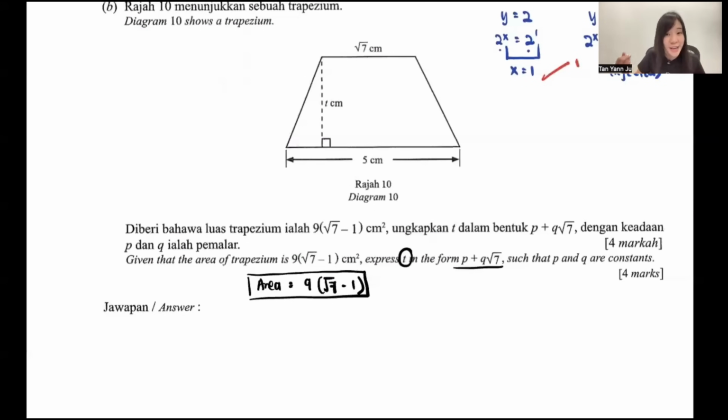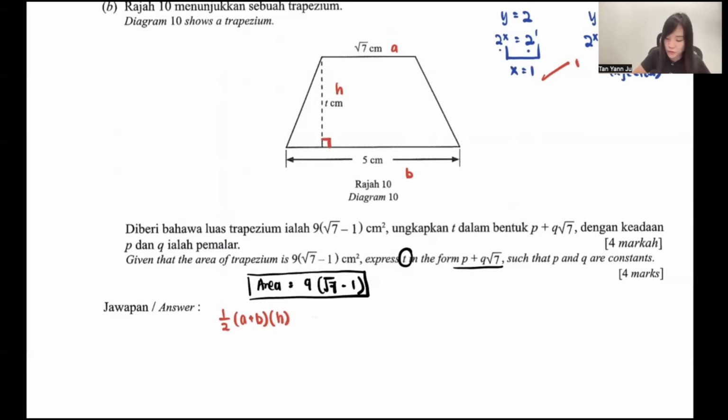So now the question says area. I will use the area formula. I hope you guys all know the area formula for trapezium is 1/2 (a + b) h. The a plus b is one tall, one short. We call it a plus b times the height. The height is not the slanted one. Never use the slanted one. The height is actually the one beside the 90 degree.